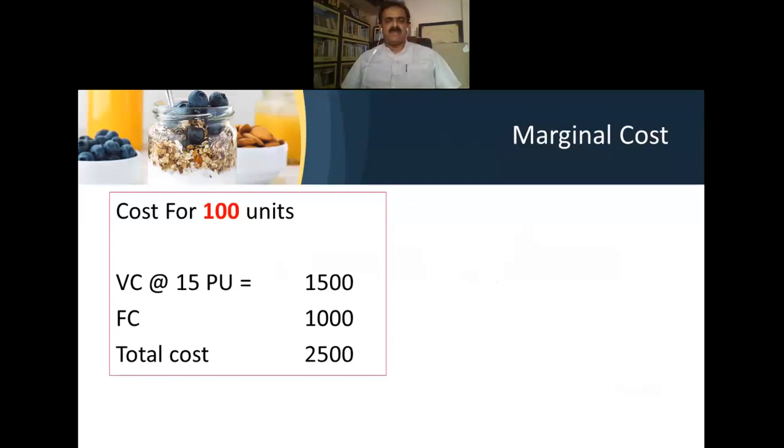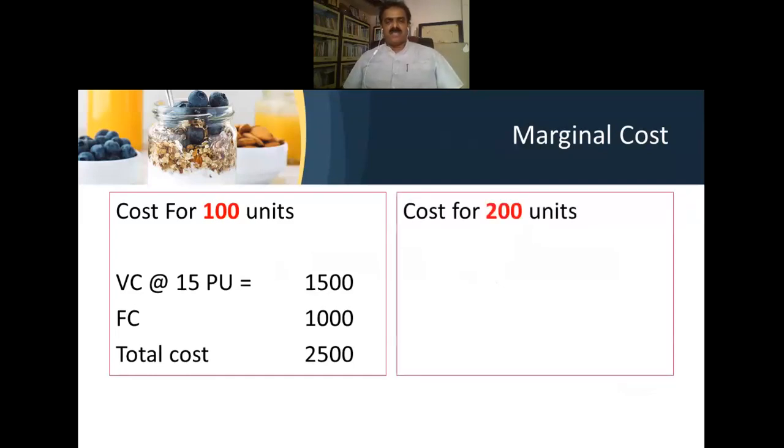This is an example. As and when the output increases or decreases, what will be the effect? Take for example, you want to manufacture 200 units. Normally, the tendency is that for 100 units it is 2,500, and for 200 units a layman understands that it may be 5,000 rupees. That is wrong. So how is it to be identified perfectly?